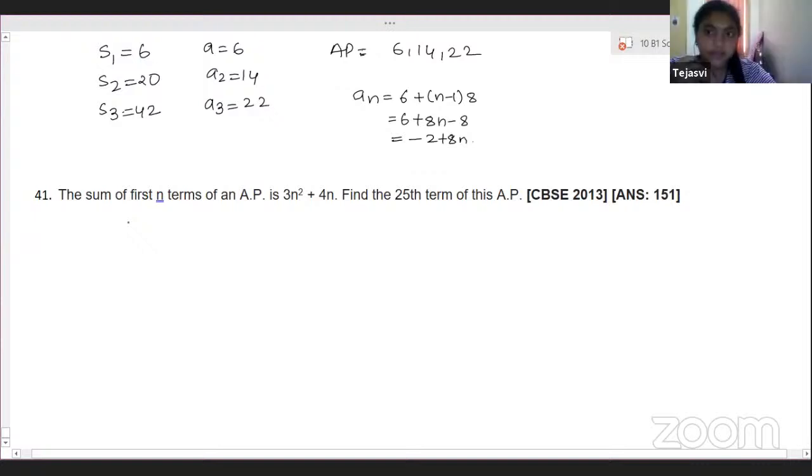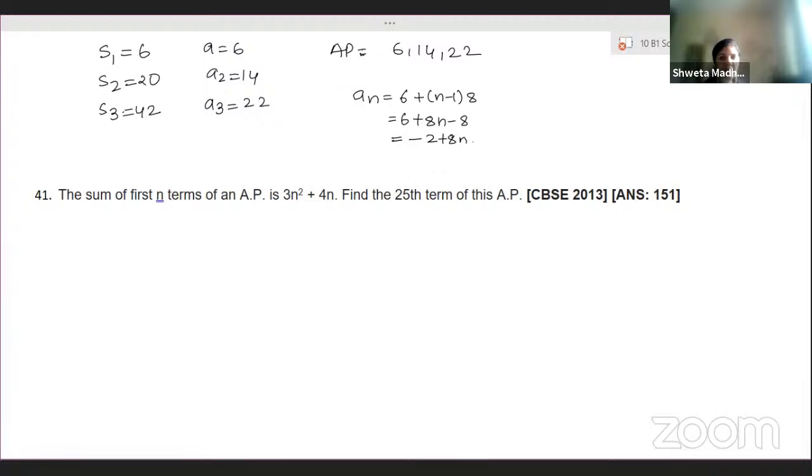Ma'am, in 42nd question, it says mth term. Yeah, mth term means any other term. Some term, you have to find the position of that term.